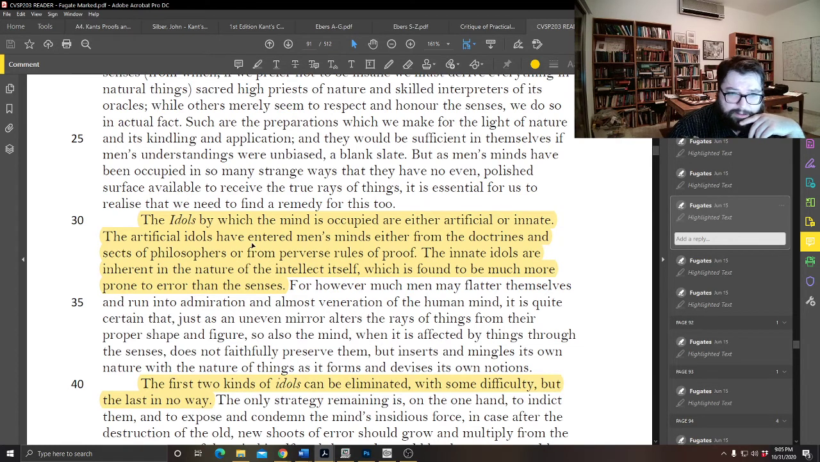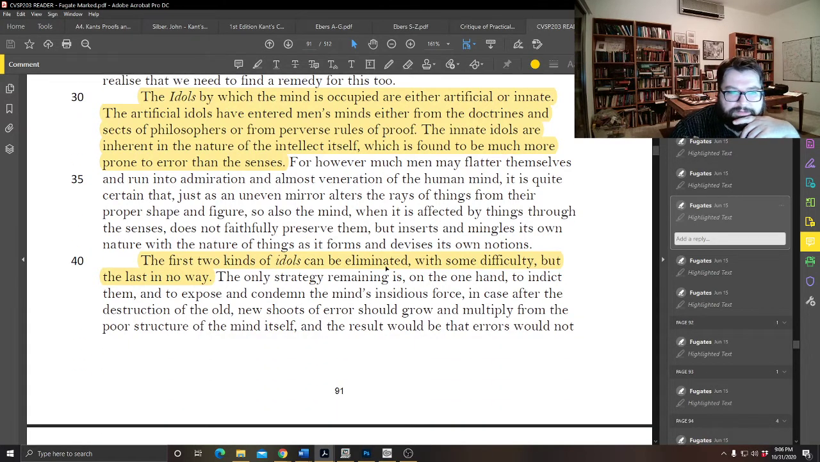So the artificial idols have entered men's minds either from doctrines. So this is like false ideas we get from the past and sects of philosophers, or from perverse rules of proof, the use of the syllogism, and so on. So these are like things that have been created, specific theories and methods that have been handed down and are not good. That's one sort of idol. The innate idols are inherent in the nature of the intellect itself. As I said, they're part of our nature, part of our intellect, which is found to be much more prone to error than the senses.